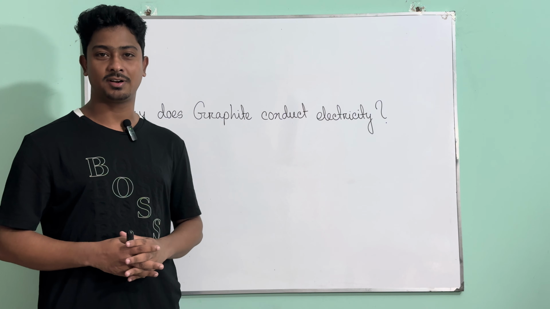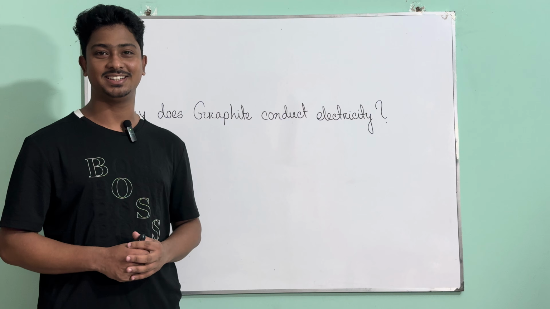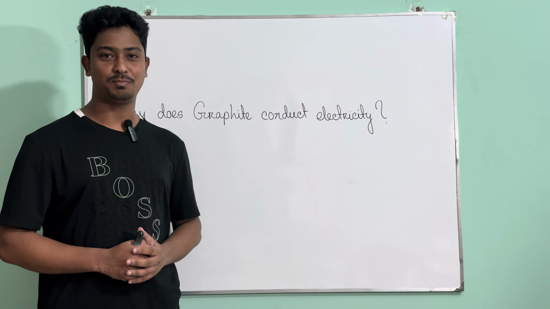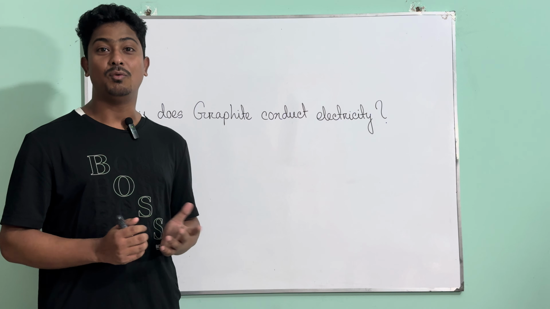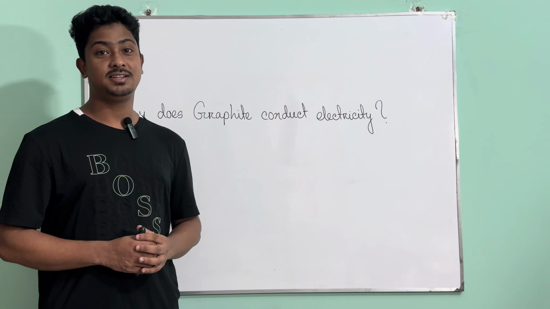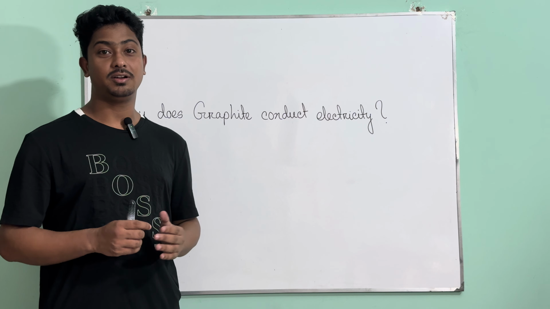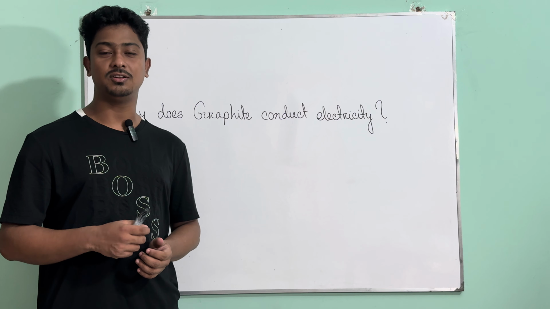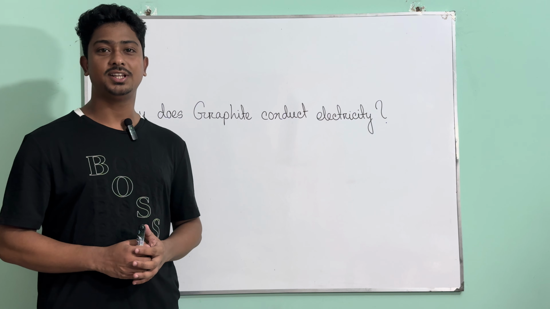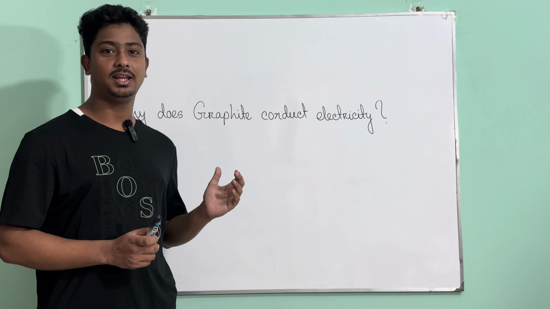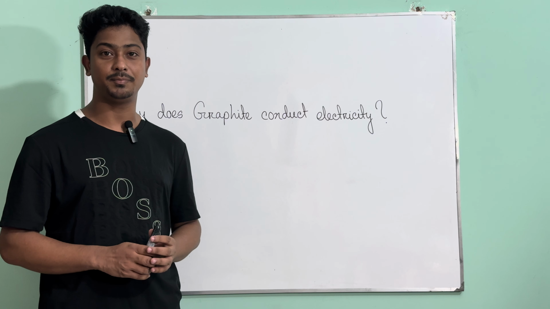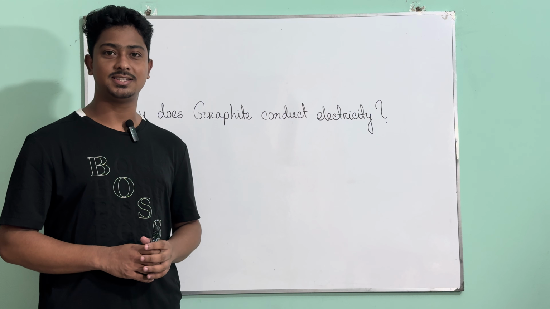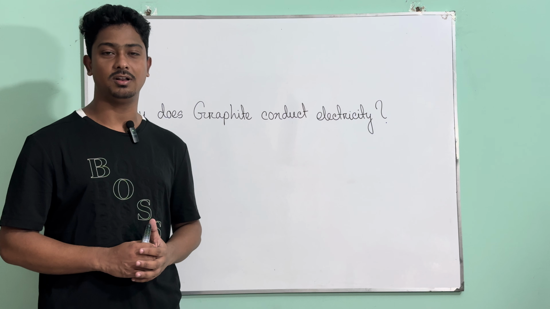Now the second part of graphite: why graphite conducts electricity. We know that giant covalent compounds usually do not conduct electricity, but graphite does. Why? There is a detailed video about electrical conductivity of different substances. Graphite is also included there. If you watch that video, you are not going to learn only about graphite, but about all the other substances which conduct electricity. You can just press the I button and see that video. I'm sure that is going to help you a lot.